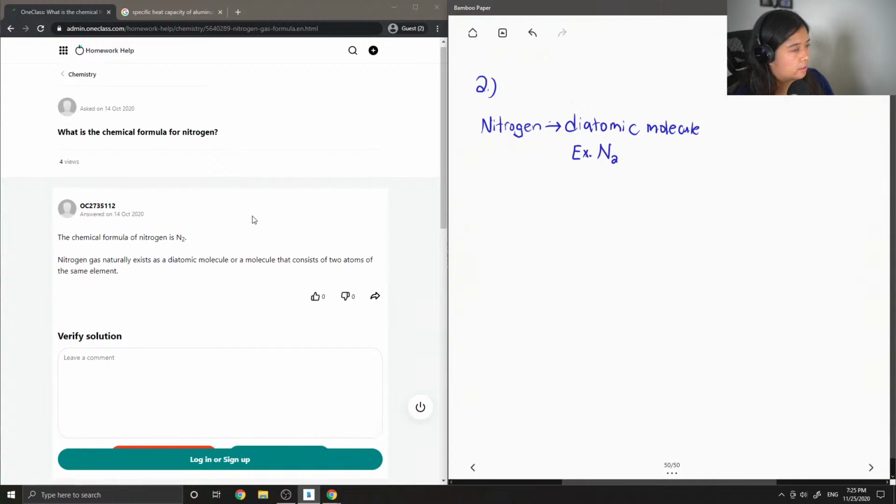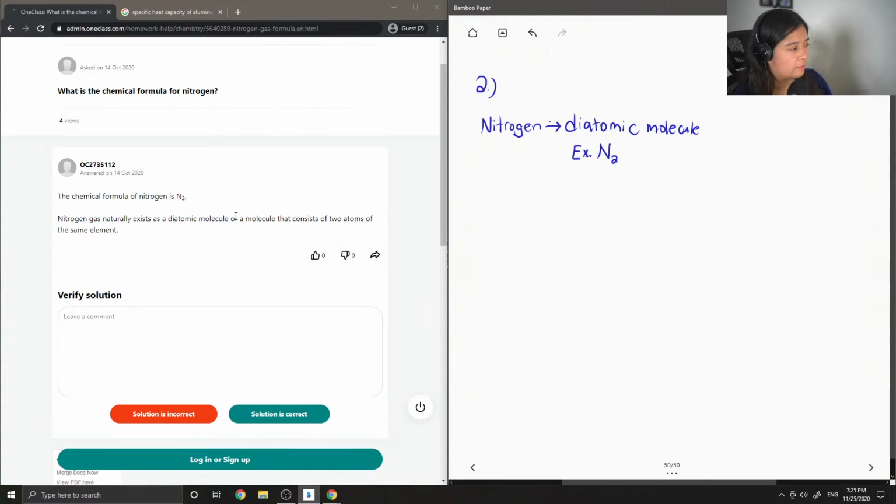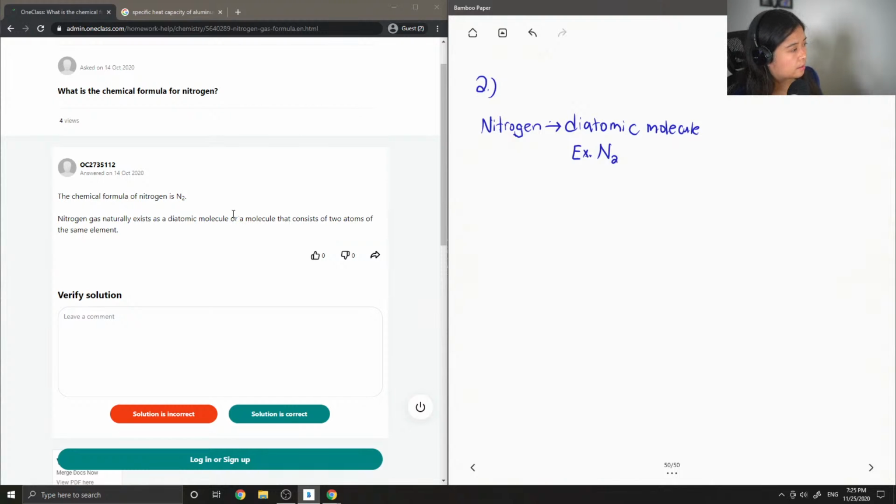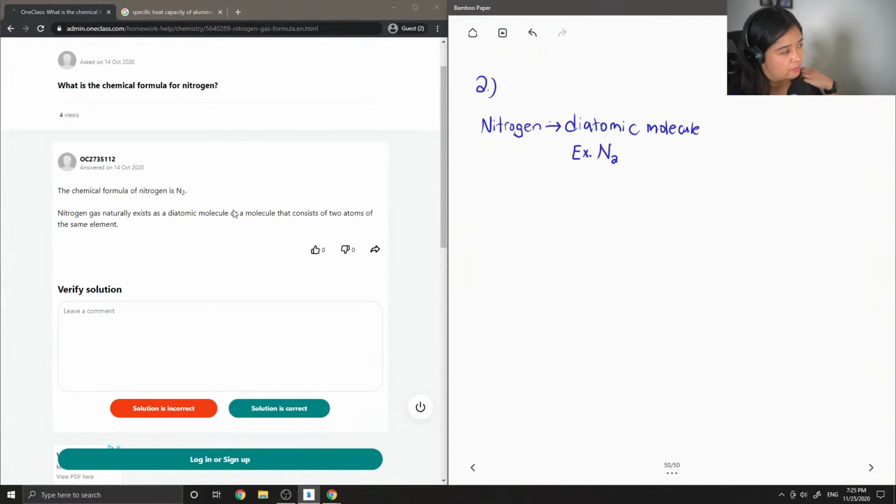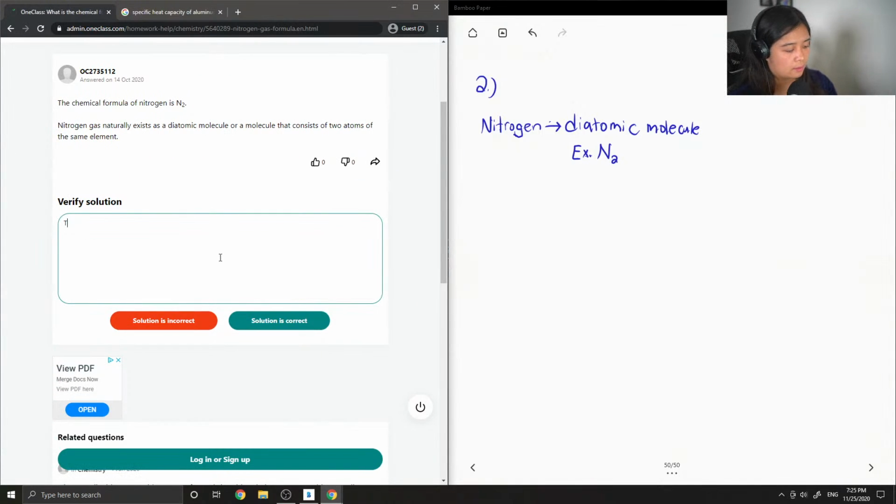So the junior tutor said, chemical formula of nitrogen is N2. Nitrogen gas naturally exists as a diatomic molecule, or a molecule that consists of 2 atoms of the same element. Yep, so this solution is correct.